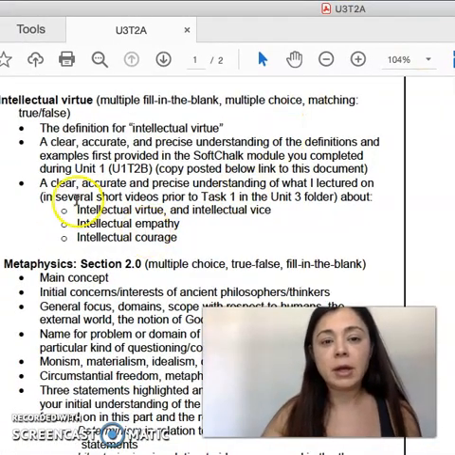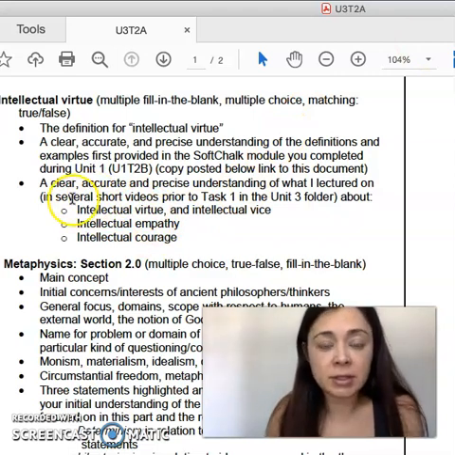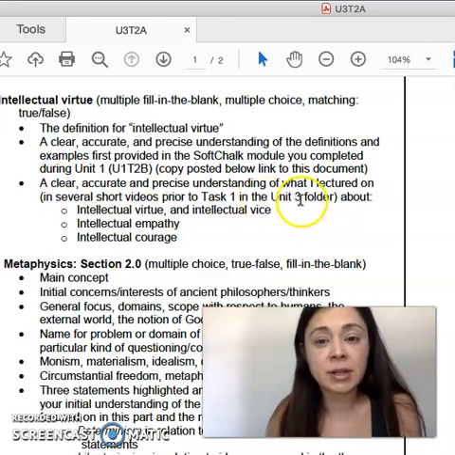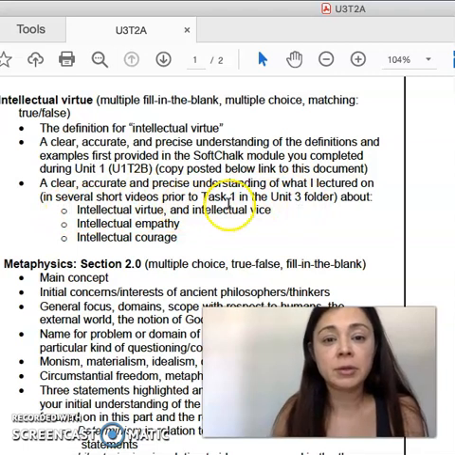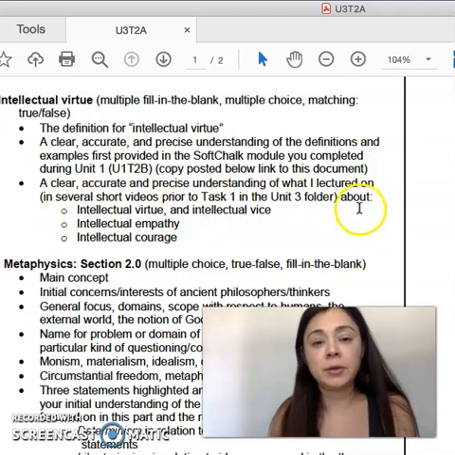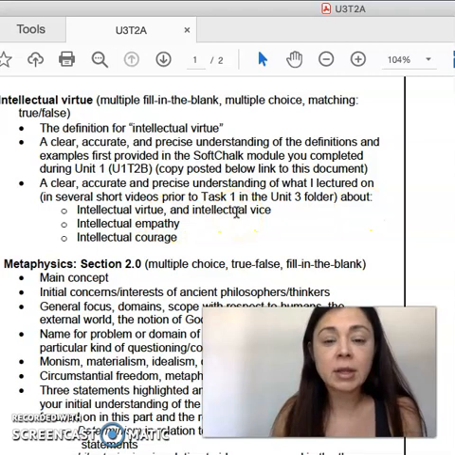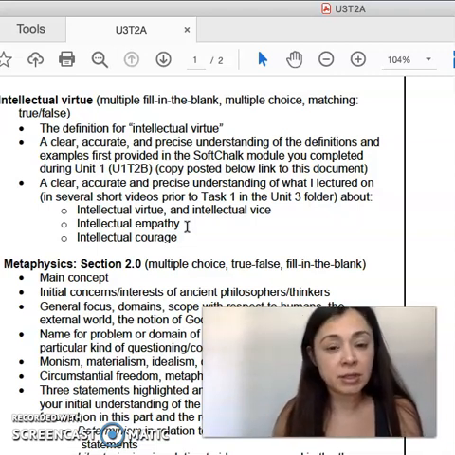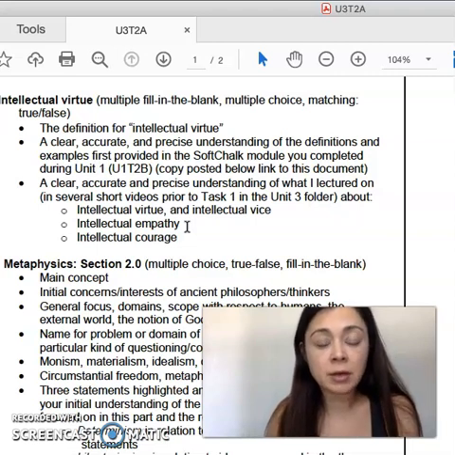Okay, and of course, this connects with what I've been talking about. You need to have a clear, accurate, and precise understanding of what I lectured on in several short videos prior to task 1 in the Unit 3 folder about intellectual virtue and intellectual vice. So I've already spoken to that. Intellectual empathy, intellectual courage: make sure you listen to those videos, use the study guide questions, and take pictures of the PowerPoint slides. Do listen to what I have to say, since there are insights presented that are not available to you in writing.